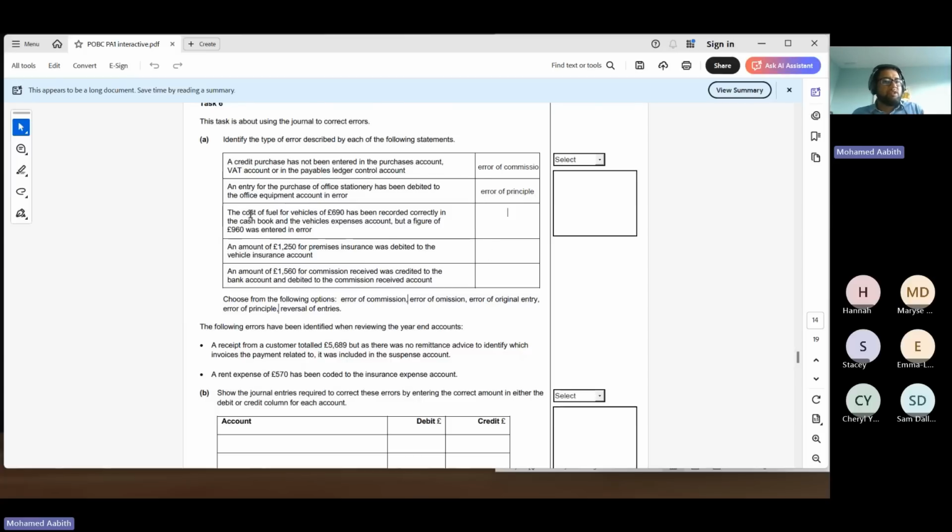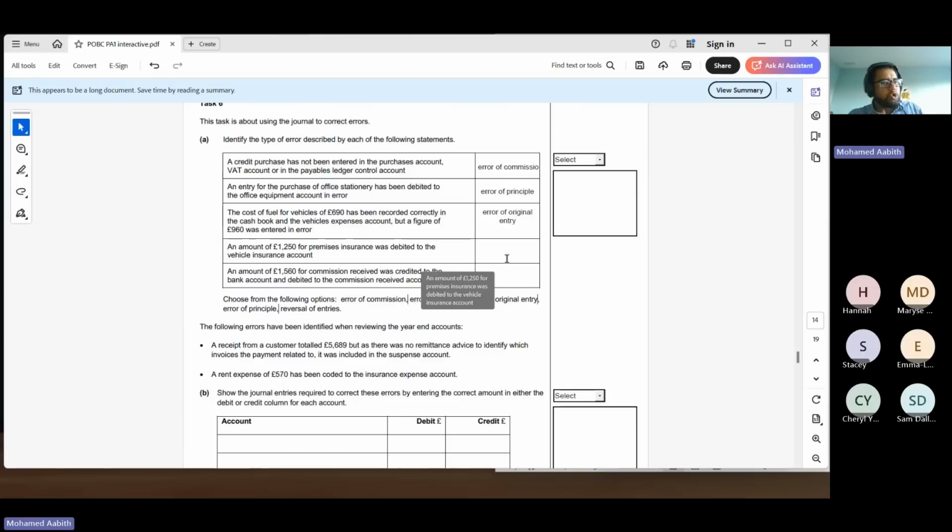Next one, the cost of fuel of £690 has been recorded correctly into your cash book and the vehicle expenses account, but the figure was £960 entered in error. So that means instead of 690, they put 960. How are we going to call this error? This error is going to be called the error of original entry. So what we do here, we can correct it by removing it by debiting and crediting the original entries accounts. We take that amount away from the opposite side, and then we go back and enter the £690 into the current account, debit into your vehicle expenses and credit into your cash book.